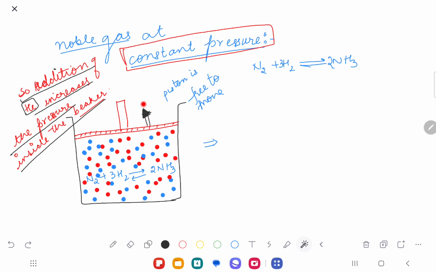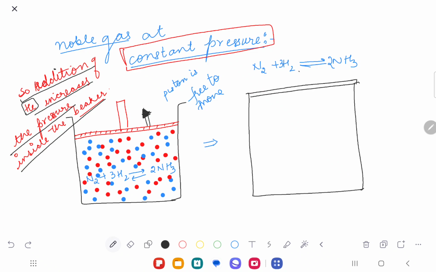When the helium is added, it pushes the piston upwards, and the volume will increase. So this box, this graph, was there, and now the piston has reached here. What is this situation? The volume has increased. Earlier, this was the initial volume. Now, this is the final volume. So don't you think the final volume has increased?